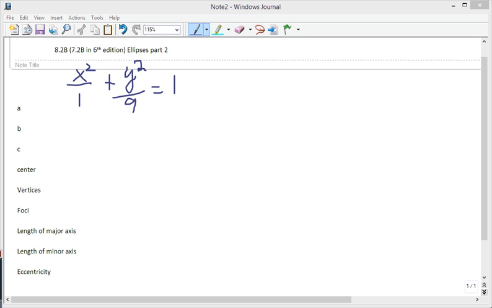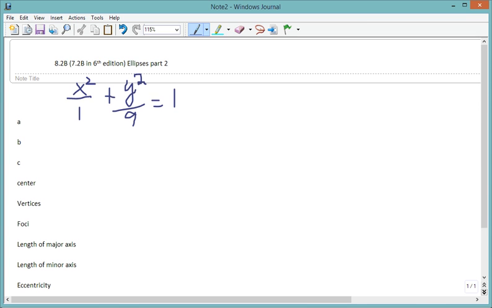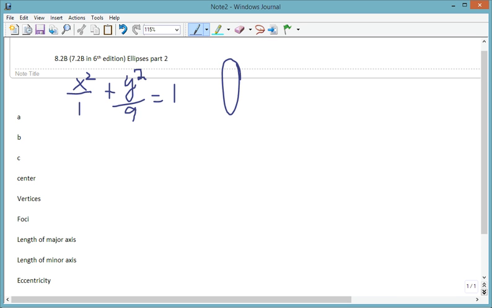This is the second video for 8.2. So, some more ellipses. We're going to do the same thing we did before with this equation, but you may notice there's a little bit of a difference. In this equation, the bigger number, 9, is under the y squared. So it changes things a little bit, because the ellipse is going to be oriented up and down, right? It's not going to go along the x-axis, it's going to go along the y-axis.